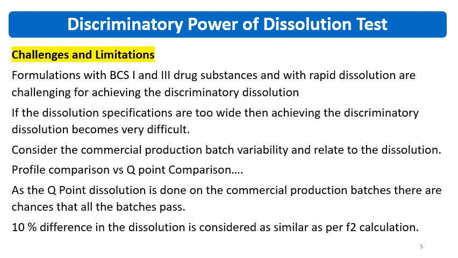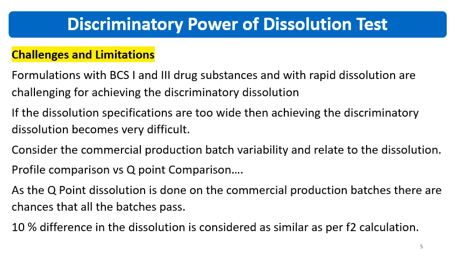Then profile comparison versus Q point comparison. Generally it is observed that for showing the discriminatory power, the profile comparison is done and F2 is calculated. But in production or commercial run, the profile will not be done and the batch will be released into the market based on the Q point.